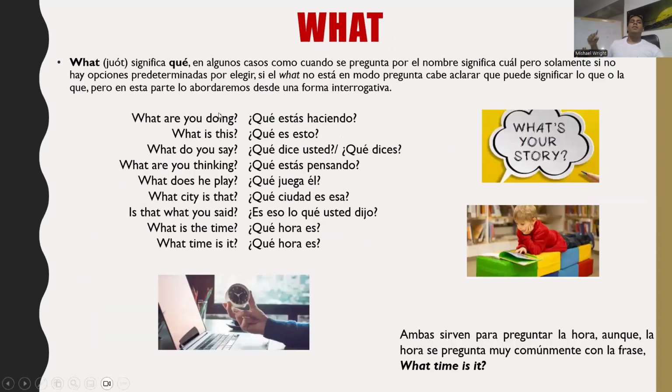What means qué, but in some cases it's not qué. It just means cuál. For example, when I ask your name, I say, what is your name? So ¿cuál es tu nombre? But in English we just say what. I don't know why we do it in Spanish, but it just happens. So, what are you doing?